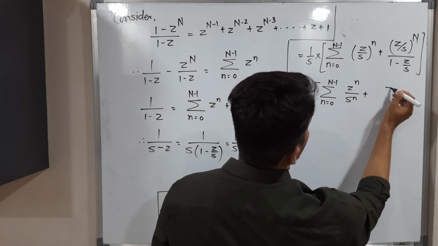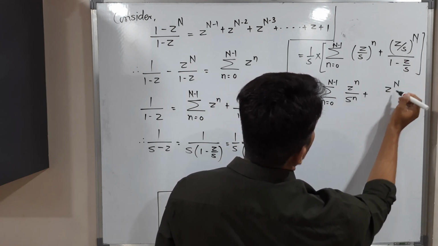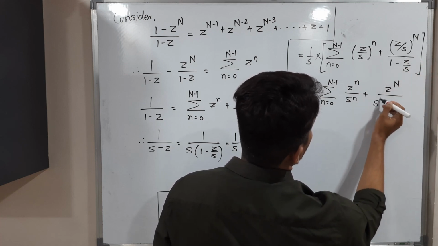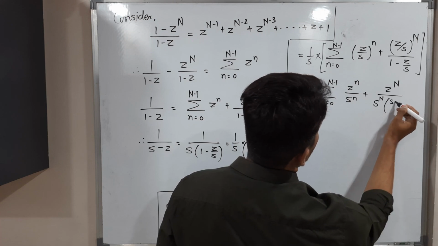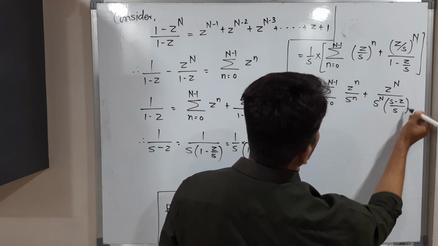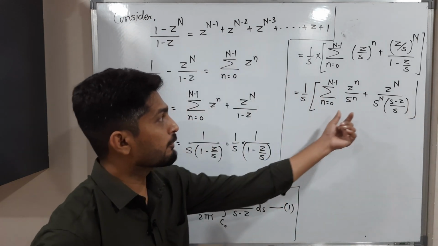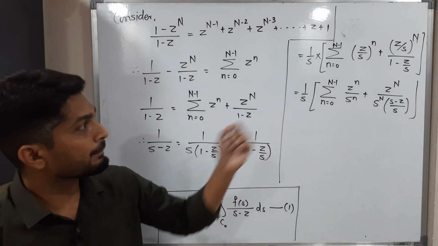Here we can cross multiply at a denominator. So z raised to n, here s raised to n. Here also we took separate powers and here we can cross multiply. So s minus z by s. Basically we have two terms here and we have 1 by s outside.